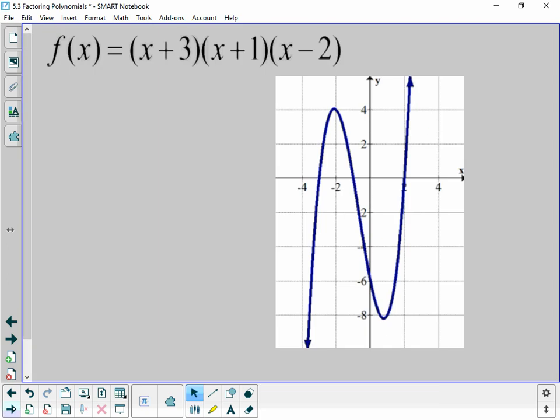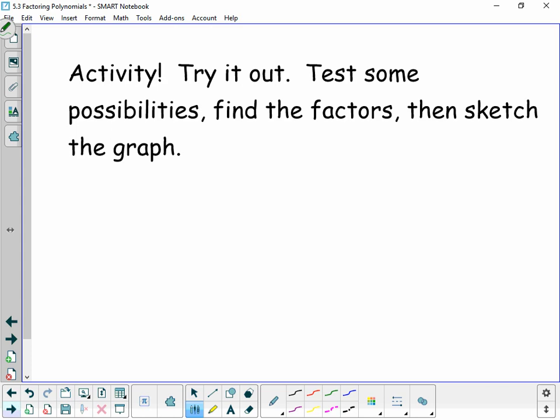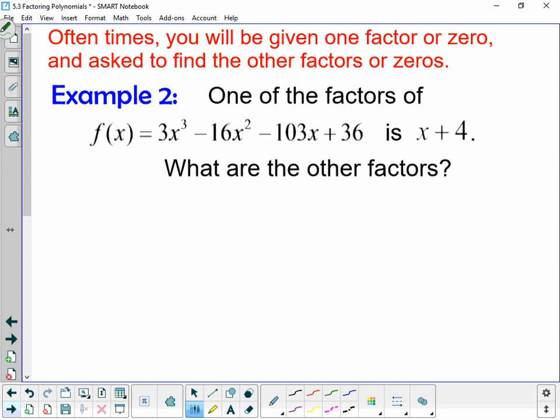And here's the graph of it. The scale is kind of funny. It's by 2s, but here's the -3 intercept, here's the -1 intercept, and here's where it goes through the value 2. So that factorization matches that graph perfectly. Okay, I had an activity you could do in class, but you weren't in class.